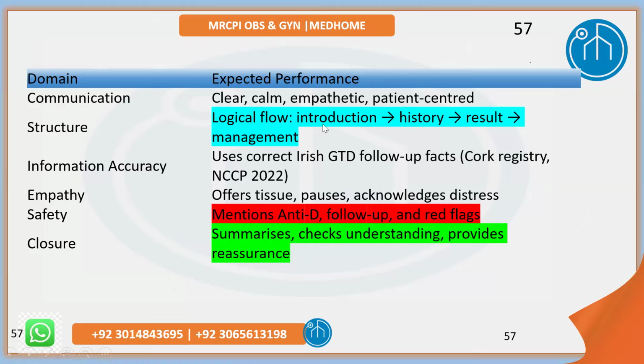So your flow should be this: introduction, history, result, and management, rather than doing management and then jumping back into history again. You did not do that, so that was perfect.